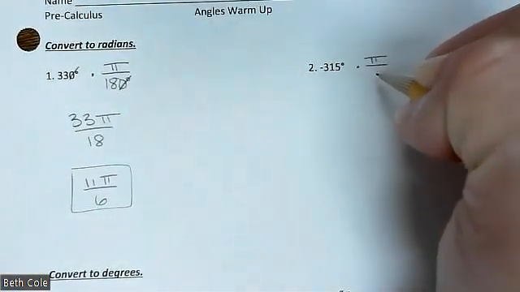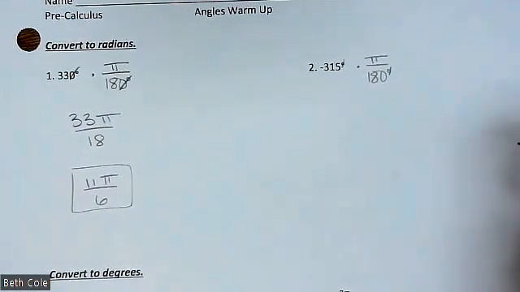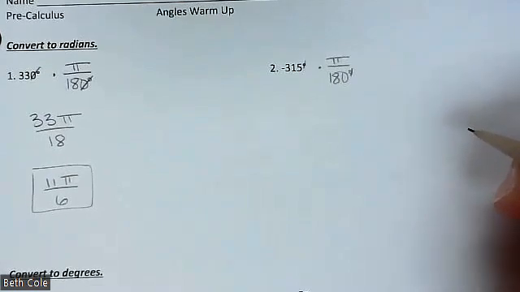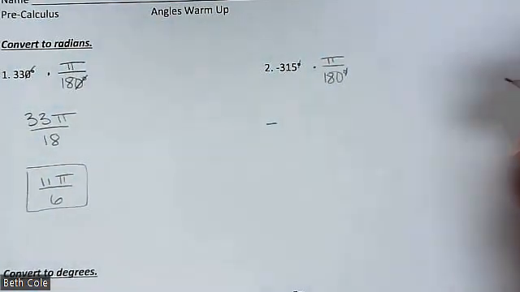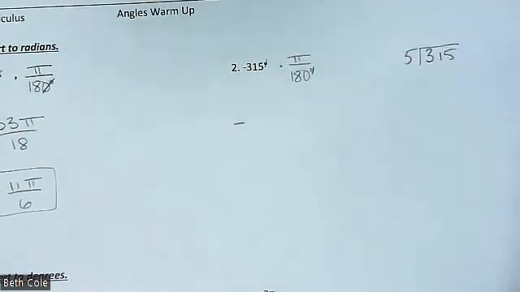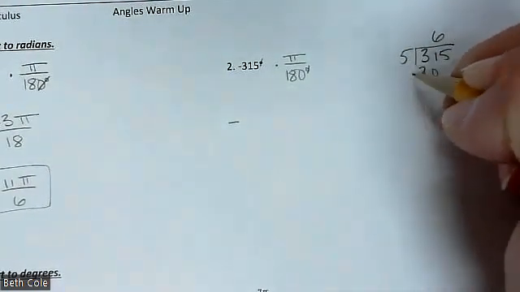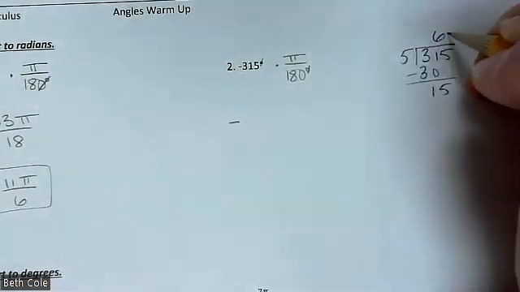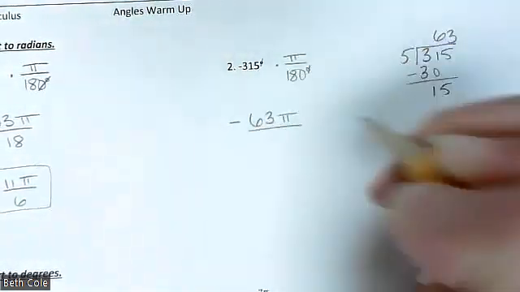So same with this one. It's just this one's going to be a little bit more annoying. So pi over 180, the degree symbols cancel, but you are going to have to reduce that. It is negative, so don't forget to put the negative sign in front of it. You're going to divide them both by 5. So I would off to the side just divide 315 by 5. 5 times 6 is 30. And then 5 times 3 is 15. So on the numerator, 63 pi.